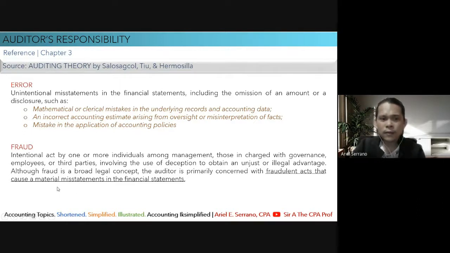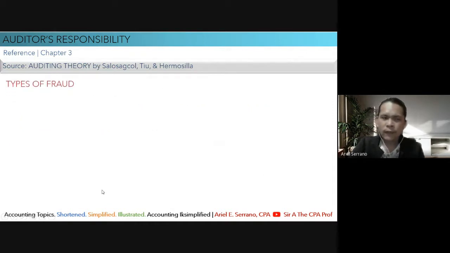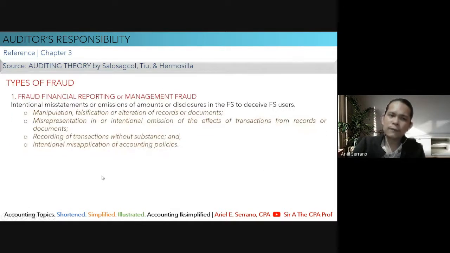Okay? Please take note, pag sinabi kasi nating misstated, mali. And when we are talking of material, we are talking of the principle of materiality. Okay? And what can be material for one company may not be material to another. It depends, it also involves judgment. Now, ano-ano ang mga klase ng mga frauds?